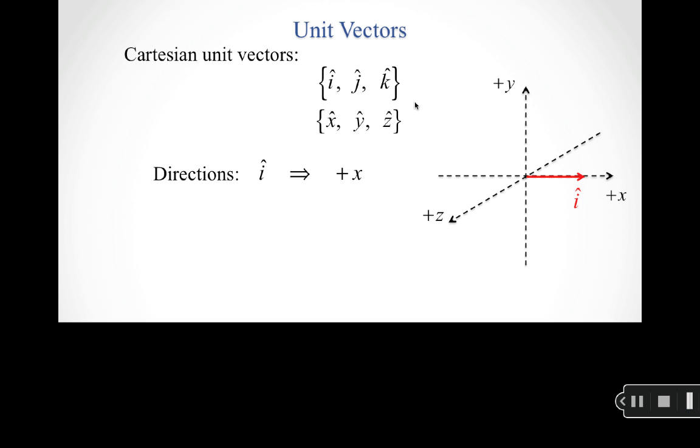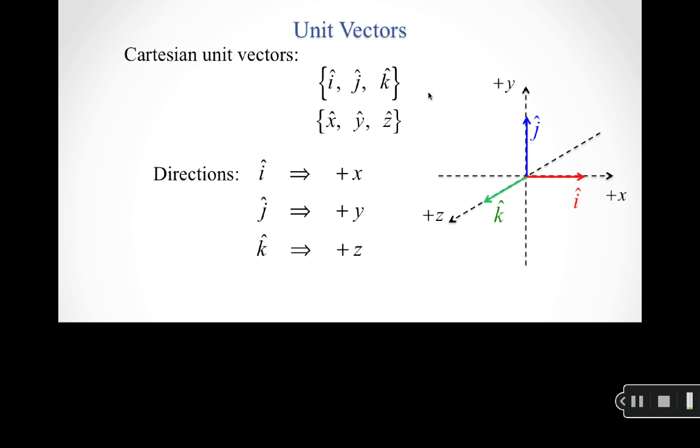And the idea is that each of them has a magnitude of 1 unit. i hat, or x hat, points in the positive x direction. So again, magnitude, 1 unit, direction of i hat is positive x. Direction of j hat is positive y. Direction of k hat is positive z. So it's easy enough to see the directions if you happen to use the x hat, y hat, z hat grouping. It's not really any more difficult with i hat, j hat, and k hat. Just remember that i goes with x, j goes with y, and k goes with z.